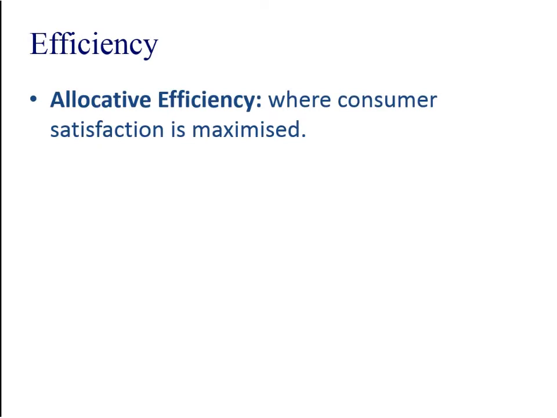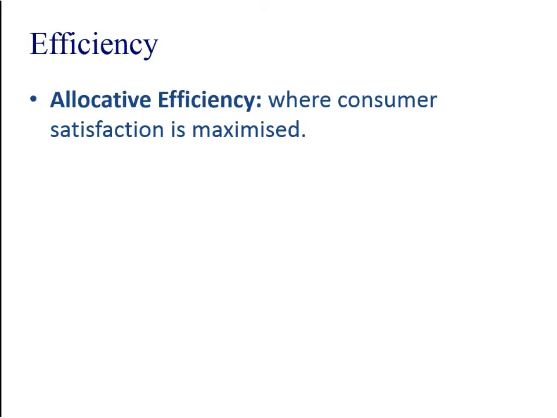Now, a new type of efficiency that we're going to be looking at a lot more with market failure is allocative efficiency. The definition that comes in the AS textbook is where consumer satisfaction is maximised. The definition for the A2 course is where price equals marginal cost. That's quite a complicated thing to explain, so I'm not going to explain it for this presentation, but if you just want to learn price equals marginal cost, you can, and you'd get the 2 marks for it.